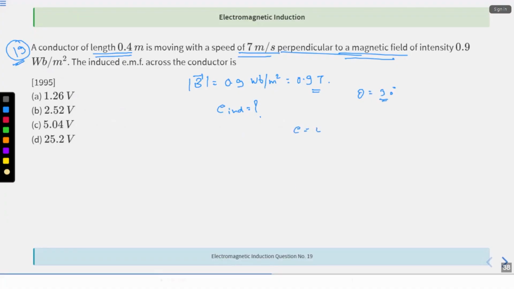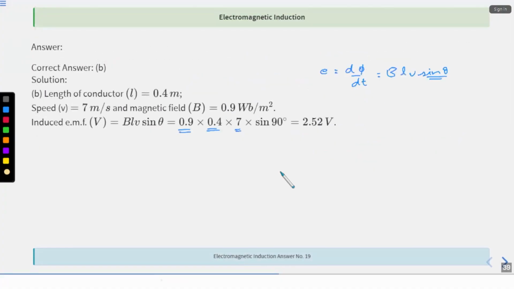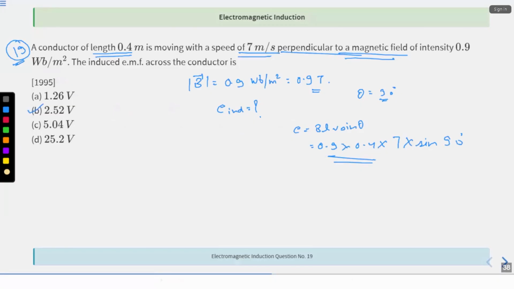Just put in the values. E equals BLV sine theta. B is 0.9, L is 0.4, V is 7 into sine 90. Solving this, you will get your final answer, which is 2.52 volts, option number B. Pretty simple question. Just use this formula and you will get your answer.